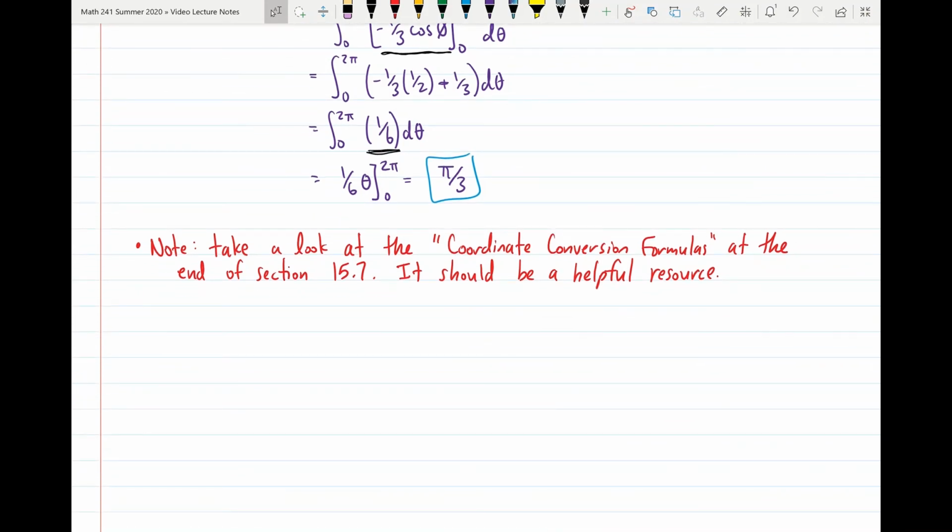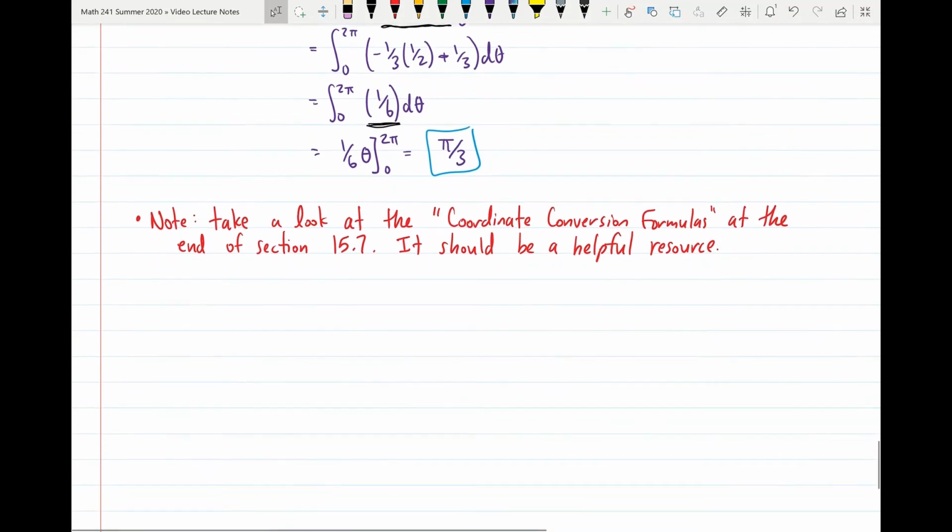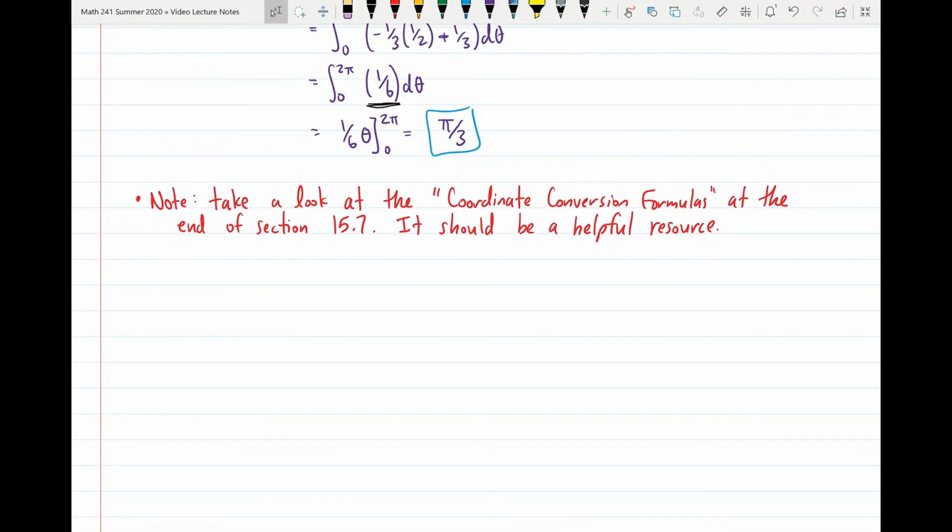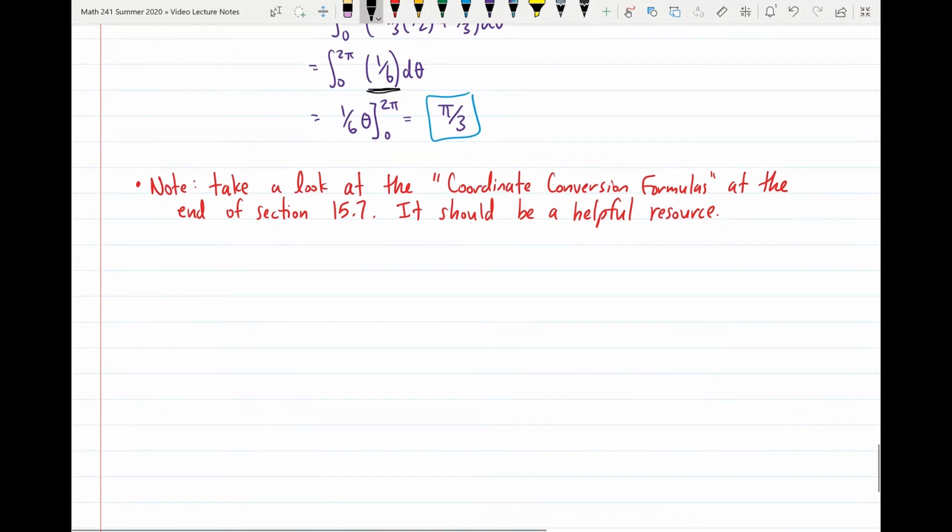So again, as I already said previously in the video, at the end of section 15.7, the book offers a really nice chart of conversions between the different coordinate systems that we've now introduced, and the different formulas that are going to be important. This should be a helpful resource for you when you're completing homework or working on quizzes or exams, so make sure to check that out.